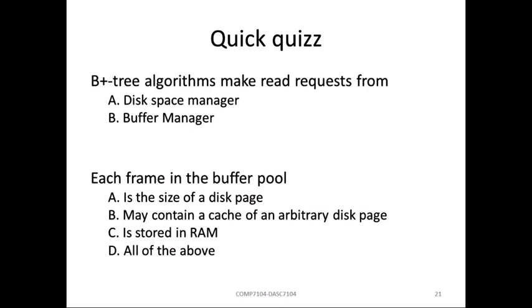All this being said, now a first quick quiz for you. B+ tree algorithms make read requests from the disk space manager or the buffer manager. And each frame in the buffer pool is the size of a disk page, may contain a cache of an arbitrary disk page, is stored in main memory, or all of the above. What do you think for the first question? Is it A or B?